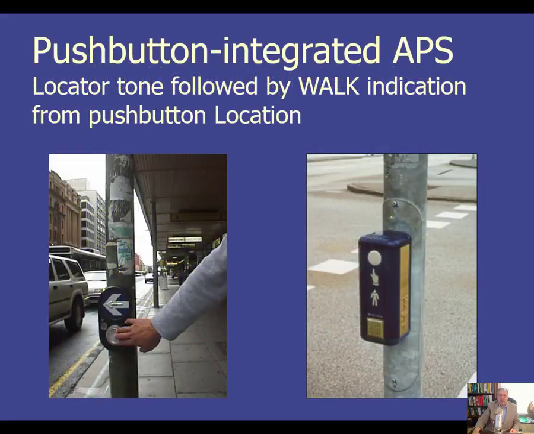And here's a couple common types of push-button integrated systems. I think the one on the left is probably more common than the one on the right. Notice the one on the right, on the side, there's an orange strip, and that gives indication about the actual intersection. And that can be very helpful. I've seen some of those out west.